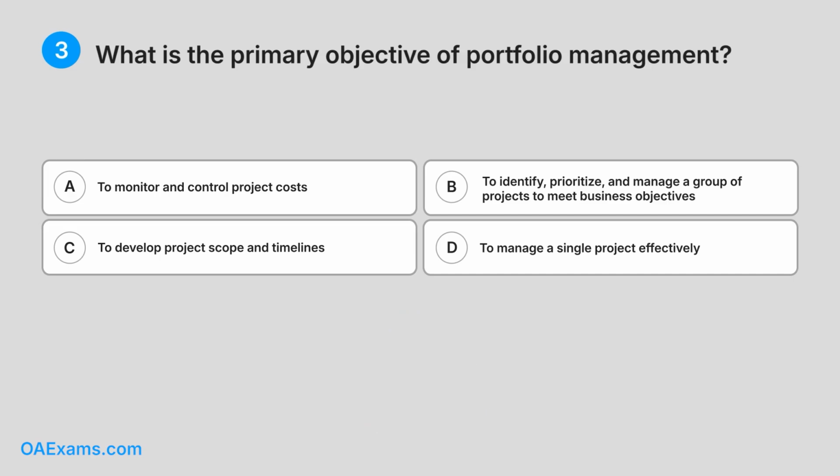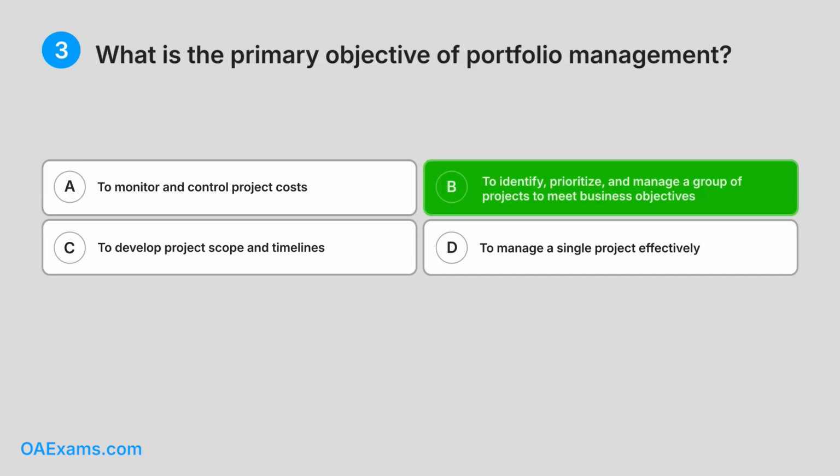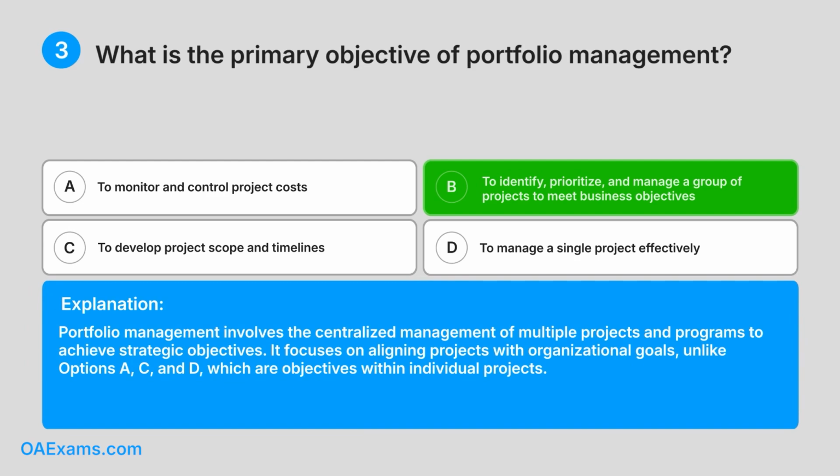Correct answer: B. To identify, prioritize, and manage a group of projects to meet business objectives. Explanation: Portfolio management involves the centralized management of multiple projects and programs to achieve strategic objectives. It focuses on aligning projects with organizational goals, unlike options A, C, and D, which are objectives within individual projects.